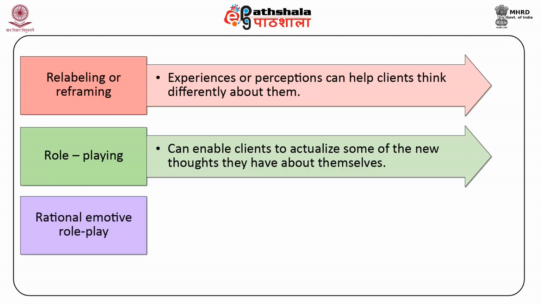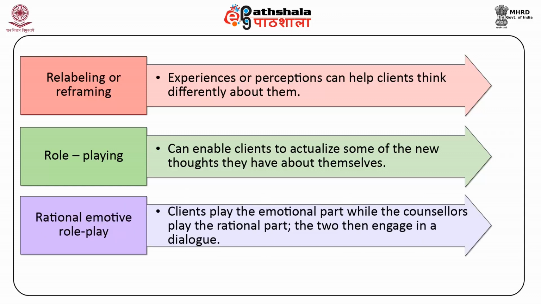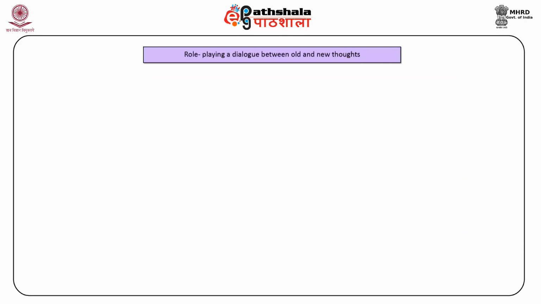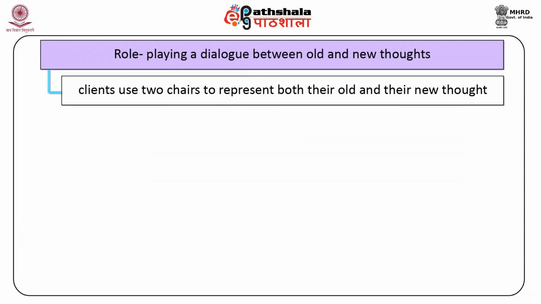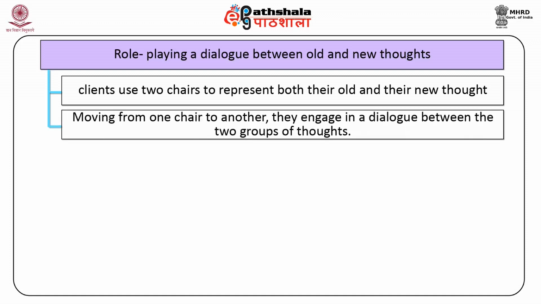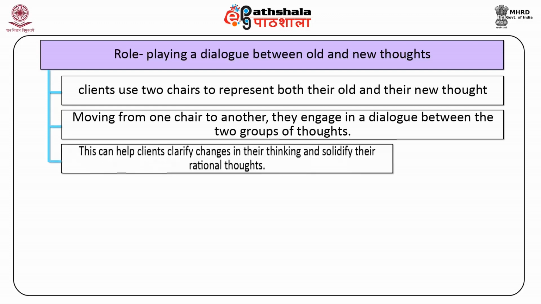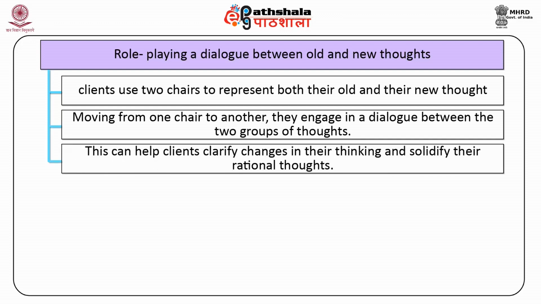Rational emotive role play. Clients play the emotional part while the counselors play the rational part. The two then engage in a dialogue. Role-playing a dialogue between old and new thoughts. Clients use two chairs to represent both their old and new thoughts. Moving from one chair to another, they engage in a dialogue between the two groups of thoughts. This can help clients clarify changes in their thinking and solidify their rational thoughts.